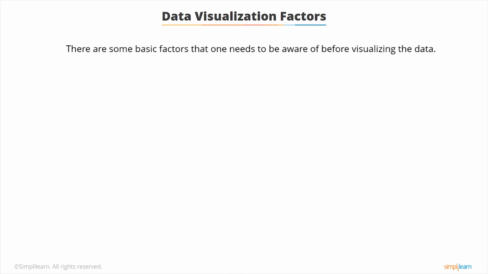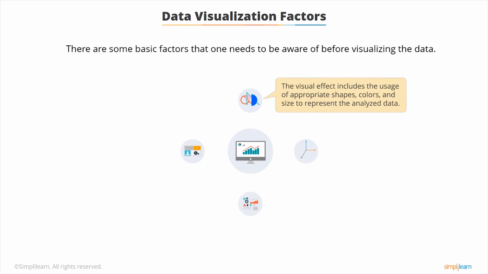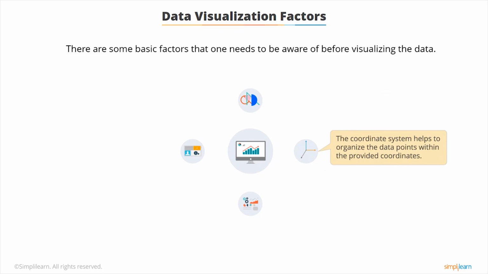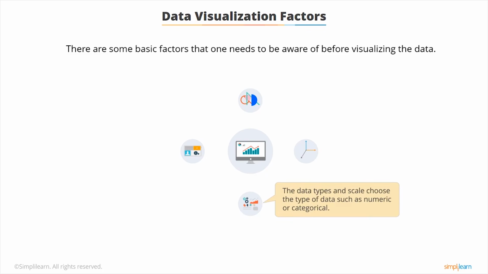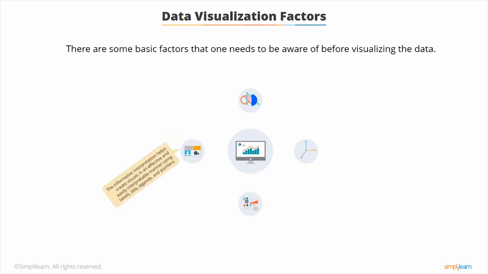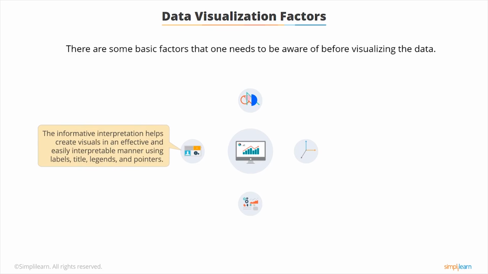There are some basic factors that one would need to be aware of before visualizing the data: visual effect, coordinate system, data types and scale, and informative interpretation. Visual effect includes the usage of appropriate shapes, colors, and size to represent the analyzed data. The coordinate system helps to organize the data points within the provided coordinates. The data types and scale choose the type of data, such as numeric or categorical. The informative interpretation helps create visuals in an effective and easily interpretable manner using labels, title, legends, and pointers.